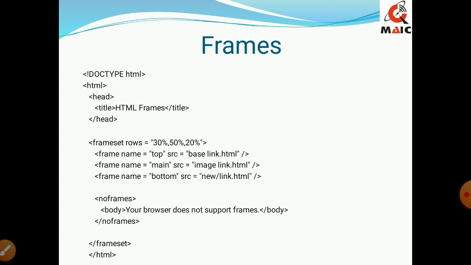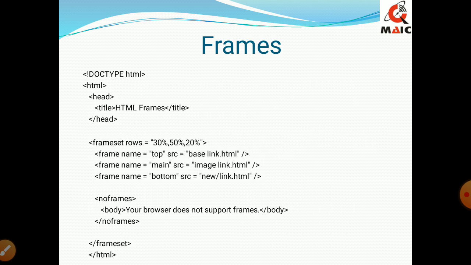This is a simple code in which we are dividing the browser window into 3 frames. As you can see, at the end of the head tag, there is no body tag. We are using frameset, and we are using the rows attribute of the frameset: 30, 50% and 20%. That means there are 3 frames.